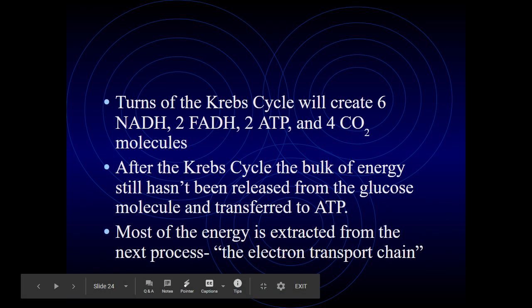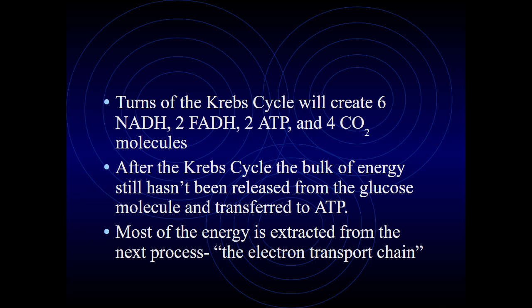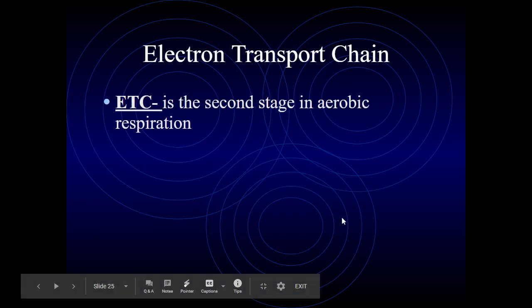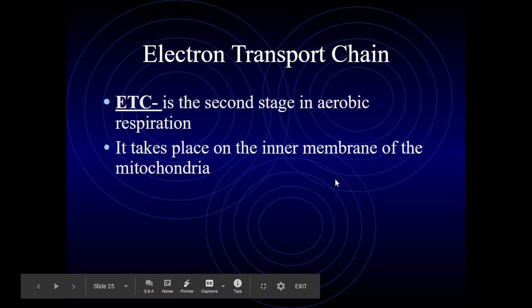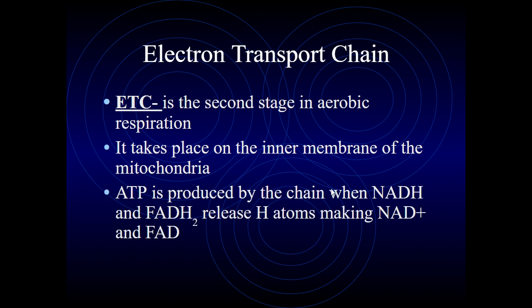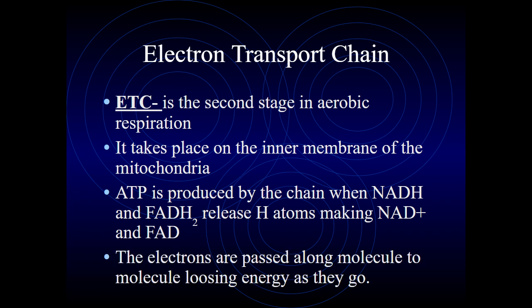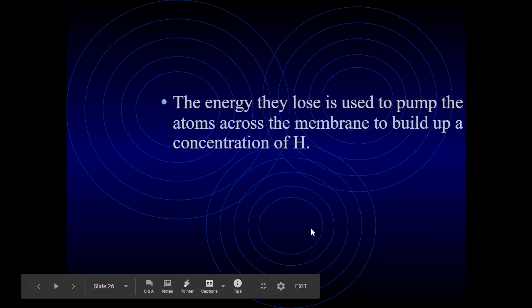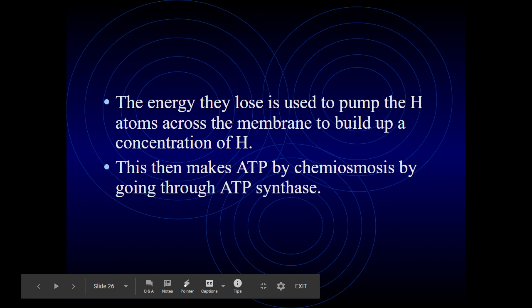After that, the bulk of the energy still hasn't been released from the glucose molecule and transferred to ATP. Most of the energy is extracted from the next process, the electron transport chain. So ETC is aerobic respiration. It takes place on the inner membrane of your mitochondria. ATP is produced by the chain. Electrons pass along from molecule to molecule, losing energy as they go. So electron transport chain, just like a chain link.